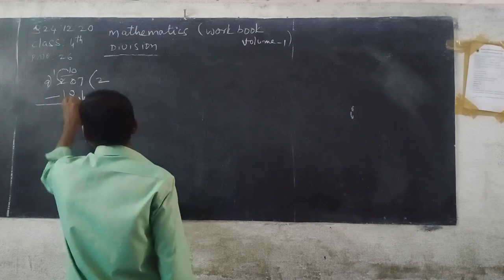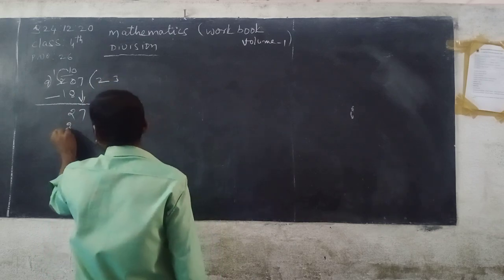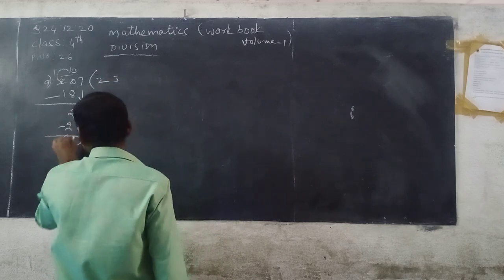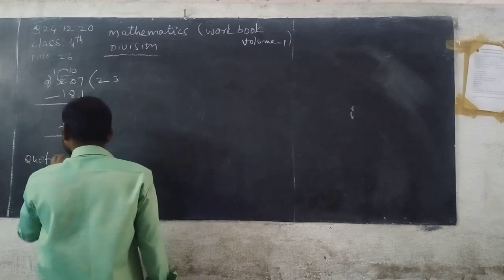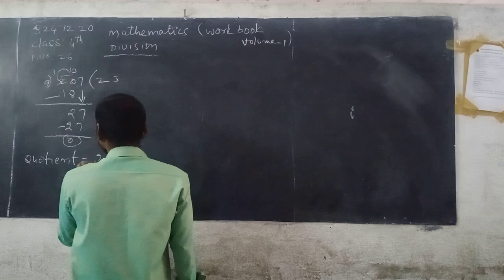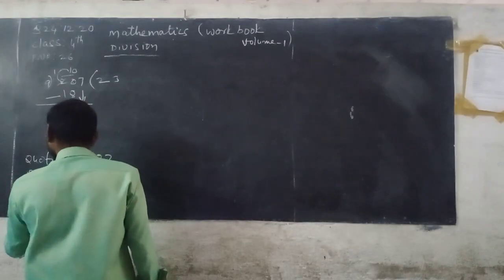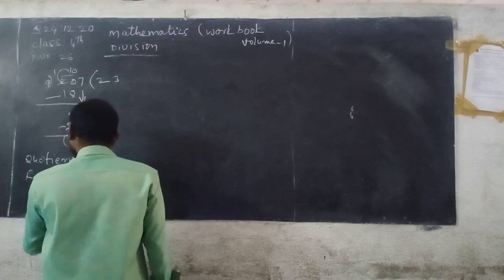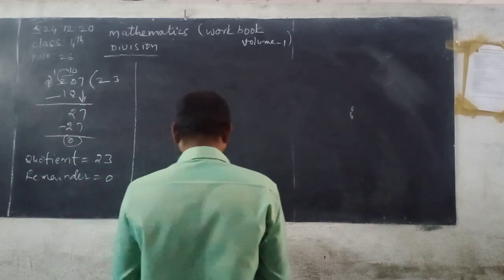Now bring down 7 to the remainder. Next, 9 threes are 27. 27 minus 27 is 0. See here, the quotient is equal to 23. Remainder is equal to 0. Now next.